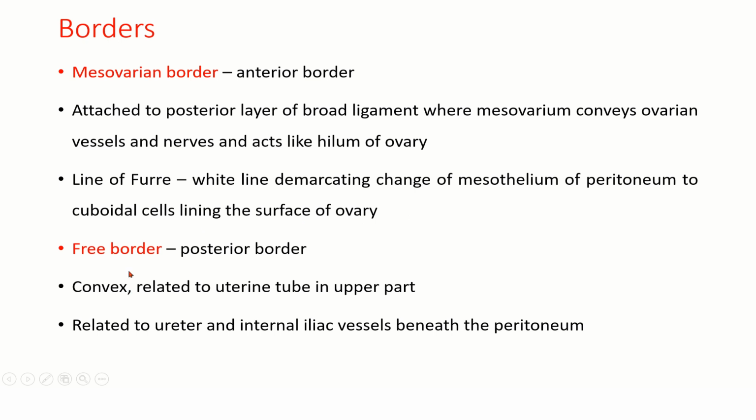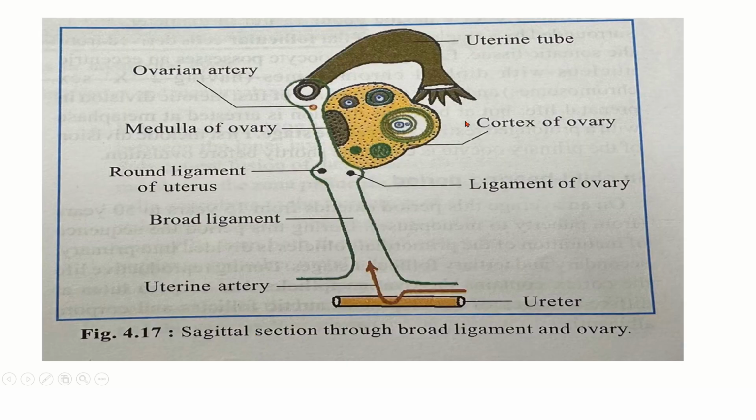The free border is the posterior border. It is convex, related to the uterine tube in the upper part, and behind the peritoneum it is also related to the ureter and internal iliac vessels. You can see here, this is the posterior border and this is the mesovarian border.